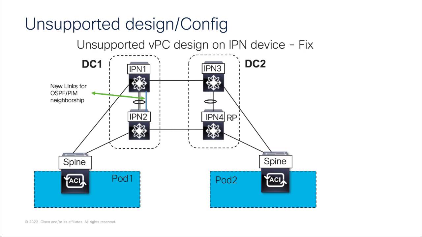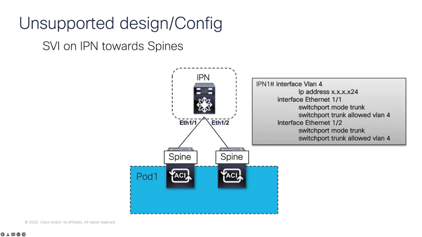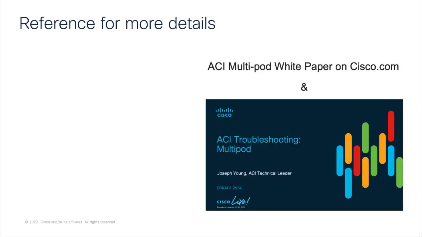Another unsupported configuration I want to highlight here is SVI as L3 interfaces on IPN devices towards ACI spines. In most cases, we have seen this is due to a product limitation where the device does not support routed subinterfaces, which is a well-documented requirement for ACI spine to IPN connectivity. For more details on this topic, you can refer to the Multipod white paper and the Cisco Live presentation for ACI troubleshooting multipod presented by my good friend Joseph Young.